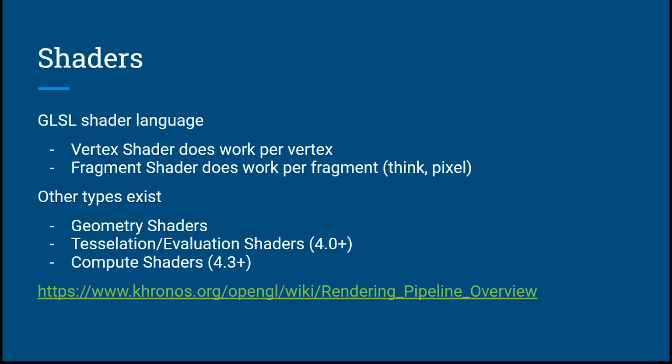There are other types of shaders, as I mentioned, so geometry shaders, tessellation shaders, compute shaders. You can see compute shaders requires OpenGL 4.3+. We have 4.1 because we want to support Mac OS. So we're not going to be able to use compute shaders, at least until we decide to deprecate Mac OS. But these are the shader types. You can read more about the rendering pipeline on the back end on this link here.